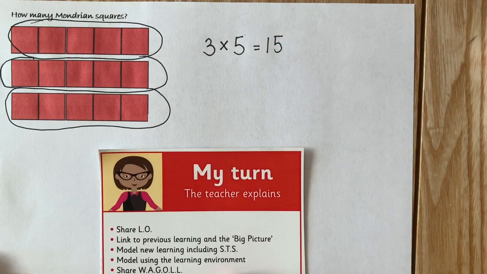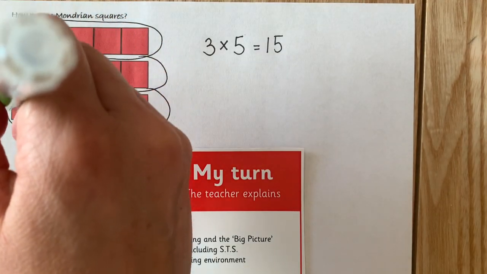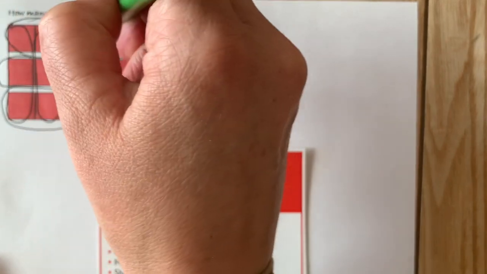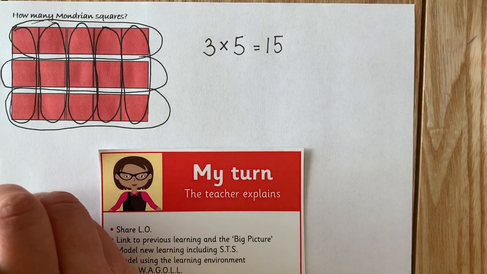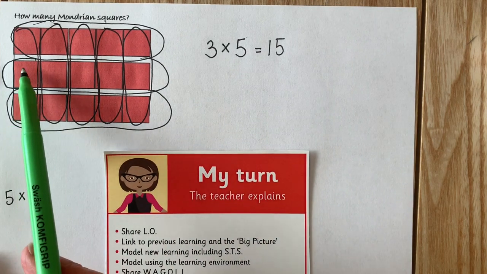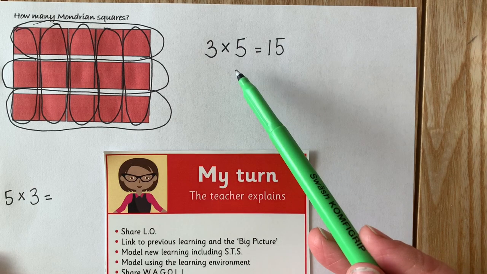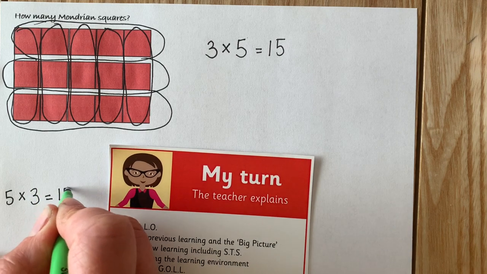We might want to group it another way. So if we looked at how many groups going down this time, we would have 1, 2, 3, 4, 5. This time we've got 5 groups. 5 multiplied by how many are in each group? 1, 2, 3. 5 multiplied by 3. What do we think the answer should be? Hopefully you got it. If we know that 3 multiplied by 5 is 15, then we also know that 5 multiplied by 3 should be 15.